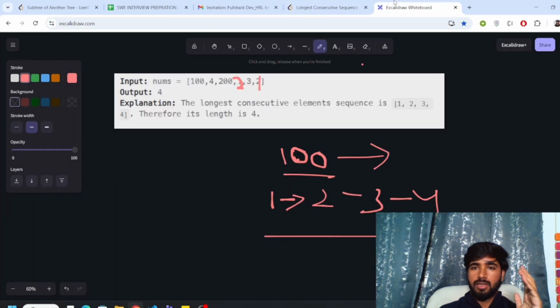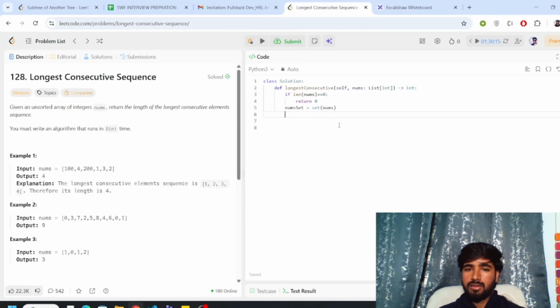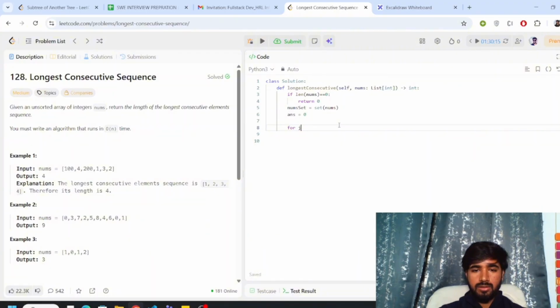You know what I mean? So for example, think about this. What if there is one more 1? Then we will run this for all the ones, because by the same logic we come here, 1 minus 1 is 0, 0 also doesn't exist, so we will again go 1 2 3 4 5, again 1 2 3 4. That is not what we want to do. So instead of running the loop on nums, we run the loop on the nums set, because in the set all the values are unique. Okay, and answer is equal to 0, for num in nums set. Simple.